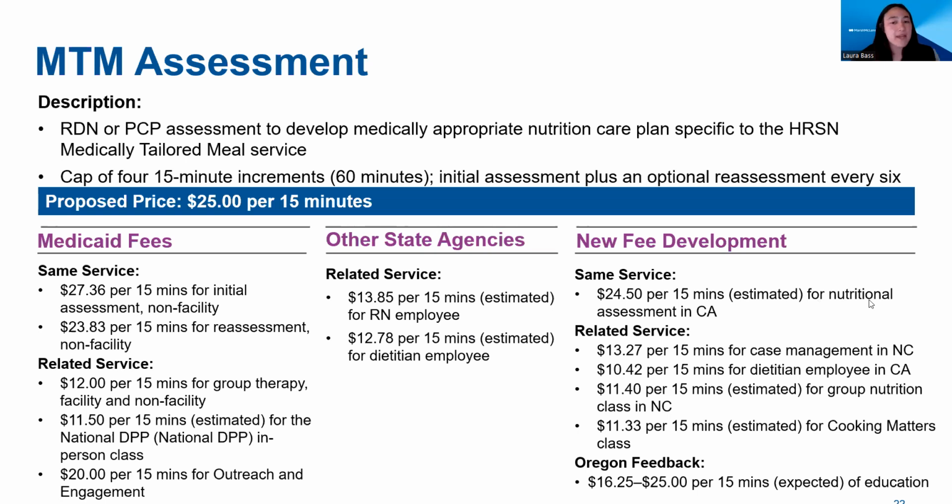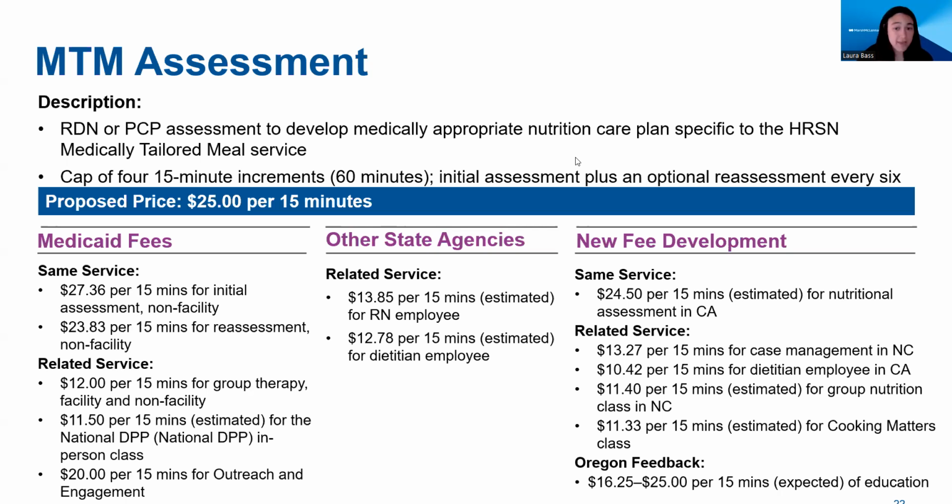So Oregon Medicaid already pays for members to have these types of assessments. They are currently paying at $27.36 per 15 minutes for the initial assessment and $23.38 for the reassessments. So as our methodology emphasizes using existing Oregon Medicaid fees where appropriate, we set the single rate for this service at $25 per 15 minutes.